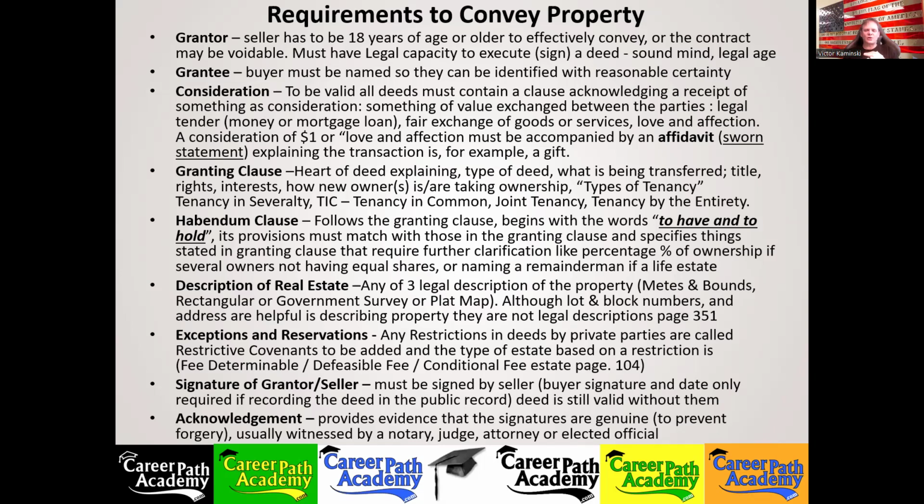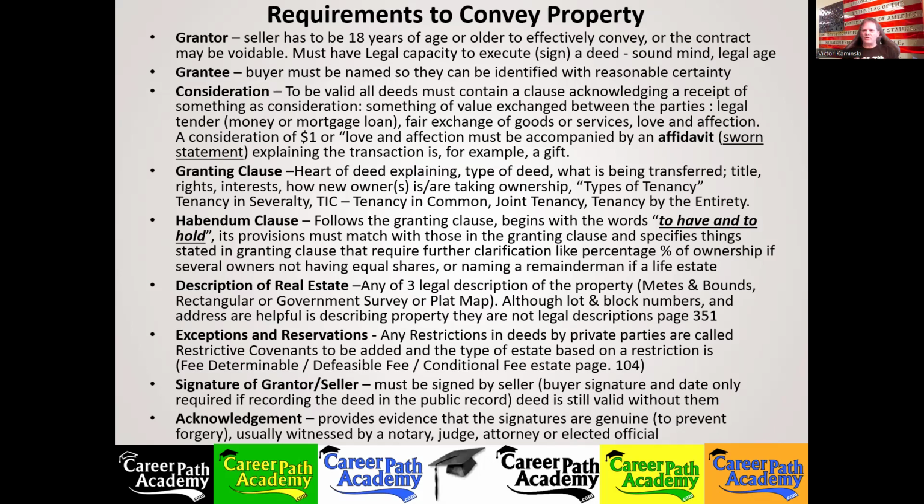Tenancy in severalty is sole ownership by one person or entity. Tenancy in common is ownership by 2 or more people or corporations not married to each other. Joint tenancy, you have to specify you want to take ownership in this form. Otherwise, the default form of ownership by 2 or more people is a tenancy in common, unless you specify in the deed that you wish to take ownership as joint tenants. And what's the only benefit of joint tenancy? It's the right of survivorship. And then we have another type of ownership that also has the right of survivorship, but this is between married couples. It's tenancy by the entirety.